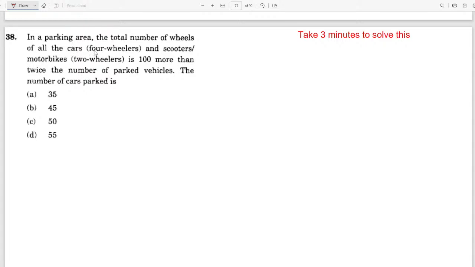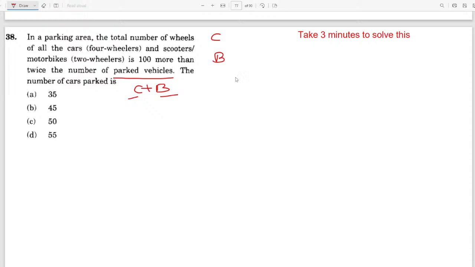So each car has 4 wheels and each scooter has 2 wheels. And they are saying the total number of wheels of all the cars. So let C be the cars and B be the bikes that are there. And they are saying the total wheels that are there is 100 more than twice the number of parked vehicles. The parked vehicles are C plus B. C is the car, B is the bike.